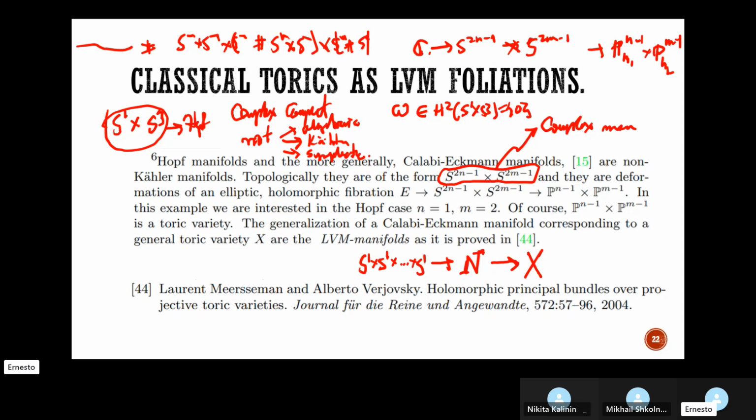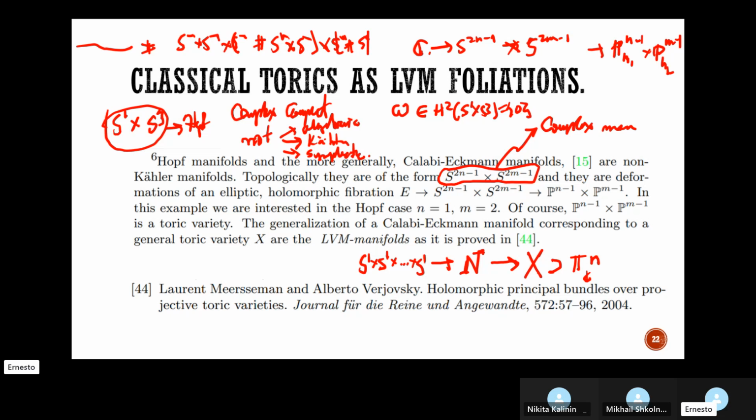Well, that's very interesting. This picture generalizes to every toric variety. But of course, now you have a lot of degrees of freedom for the deformation of the foliation that extends the Kronecker foliation. This contains a torus, a complex torus. I don't know what dimension.